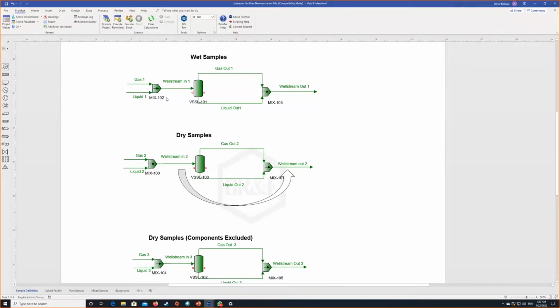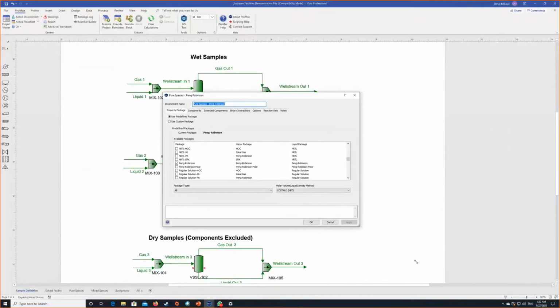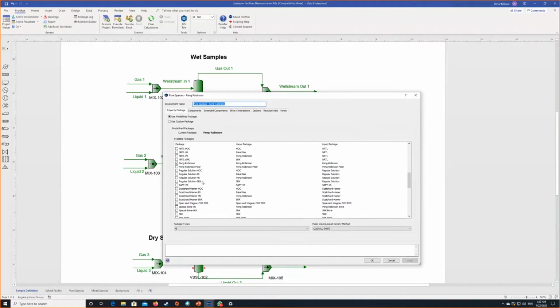So first things first, as with any ProMax model, we need to define our environment. What are the components of our system? The methane, the ethane, et cetera. So if you hop on over to the active environment, I am using a standard Peng-Robinson environment.